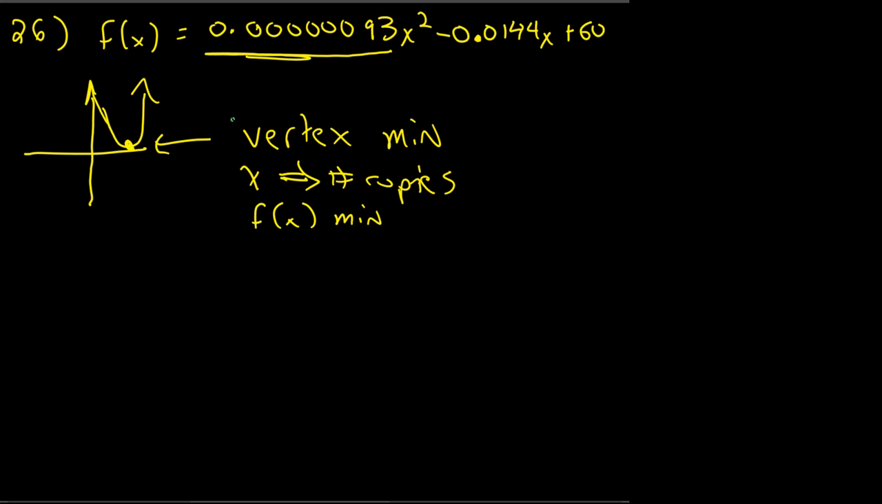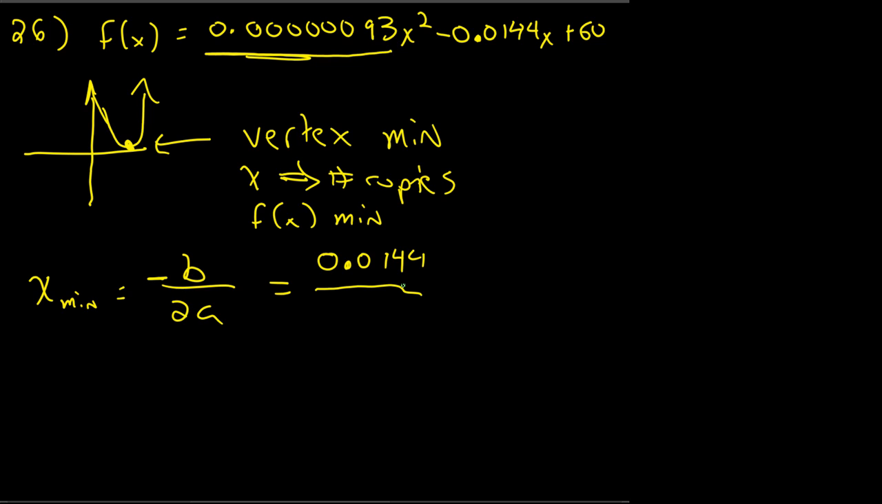So if we want to minimize costs, we find the vertex. So for this case, I've been having a lot of success with finding x min by looking at the vertex as negative b over 2a. And the b in this case is negative, so we'll turn that to 0.0144, because the negative of the b is this. And then 2 times this incredibly large number here, which is why I have my calculator here.